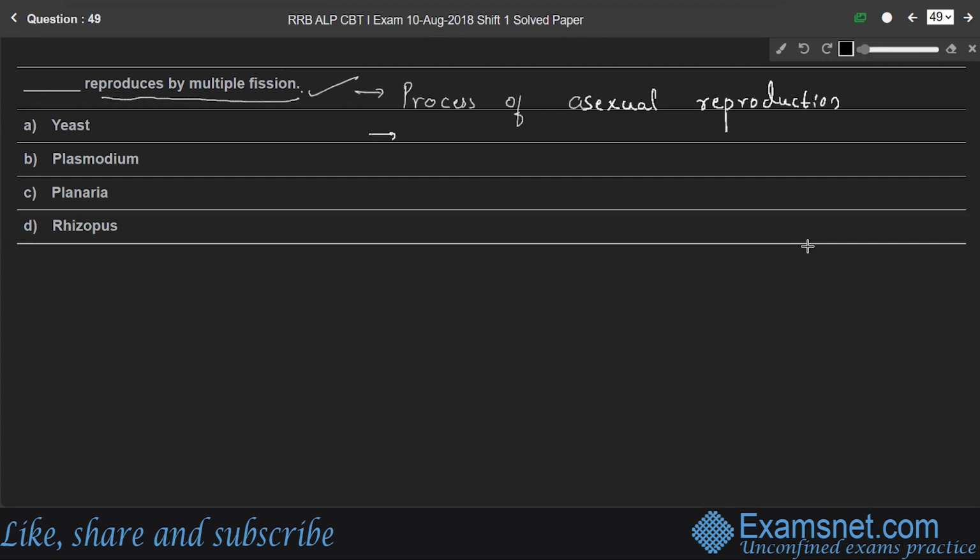Right? So in which a single cell is divided into many daughter cells. For example, plasmodium, right? So here among the 4 options, we have plasmodium. So plasmodium reproduces by multiple fission, right?